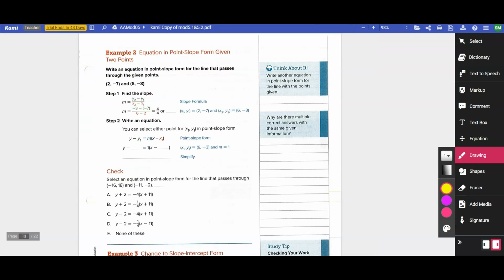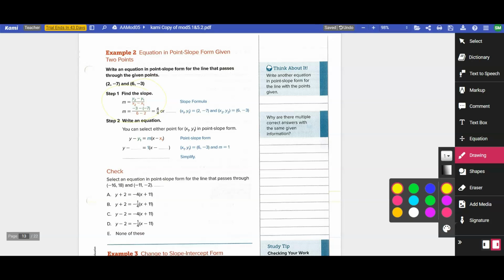Okay, and in this case here, they're going to give you a couple of points. They're not going to give you a slope. So you have to find the slope first. Then you put it in with either one of the points. It doesn't matter, but then you simplify it, okay?